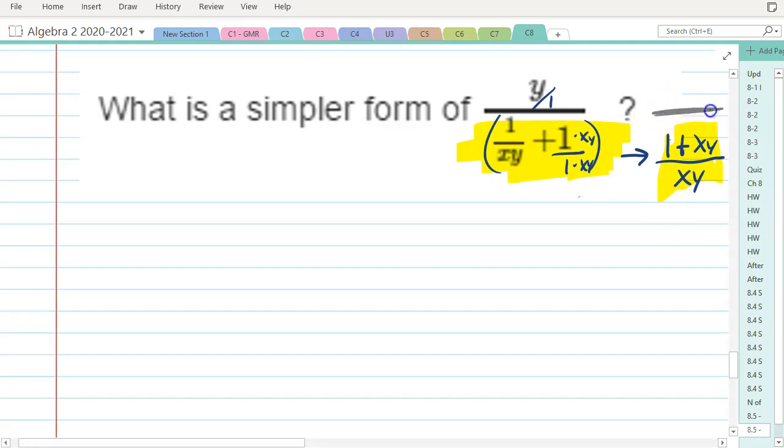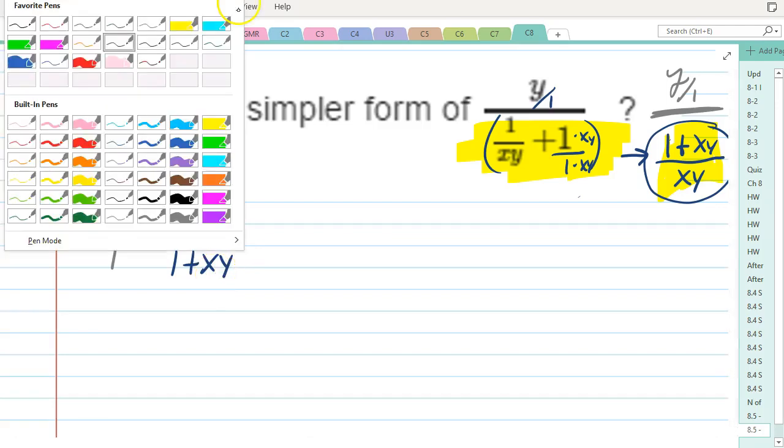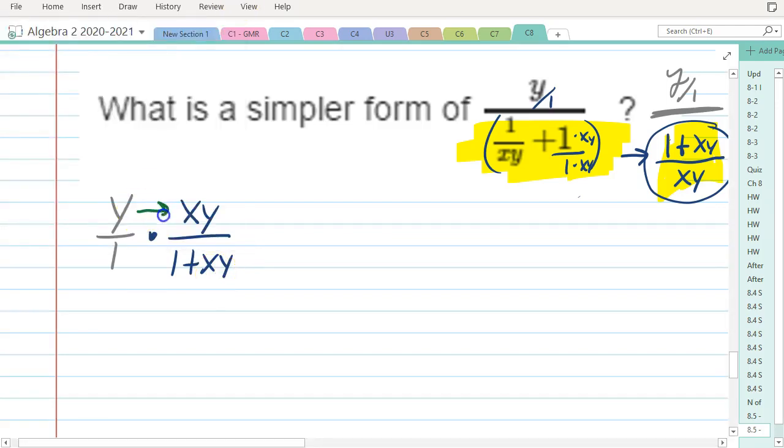The top hasn't changed. There's still a division sign, and then there's still the y over the invisible 1. Now all I have to do is invert and multiply that denominator. So the y over 1 hasn't changed. It becomes a multiplication symbol, and I'm inverting this denominator, xy over 1 plus xy. Now it's a regular multiplication problem, and I can multiply straight across. y times xy is xy squared. 1 times 1 plus xy is still 1 plus xy.